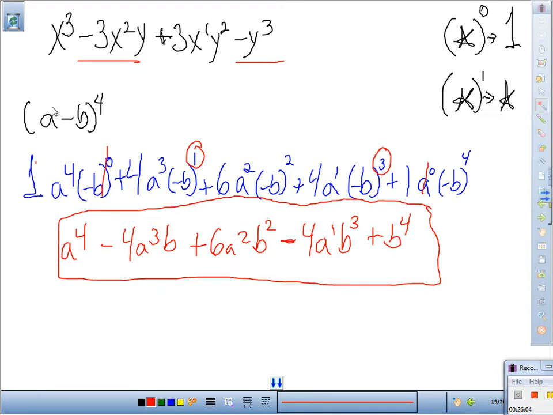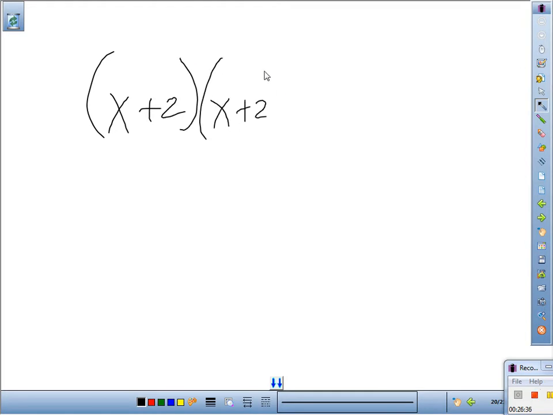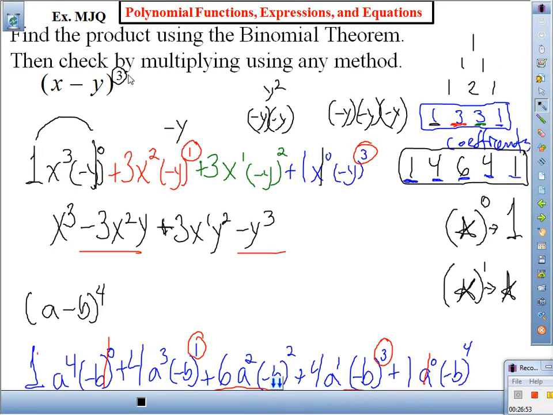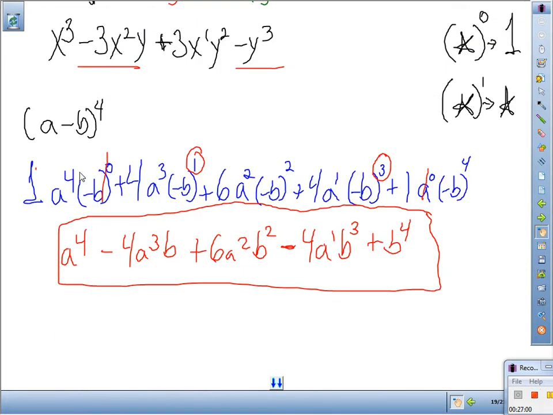Because when we multiply this out, let me show you this. X plus 2, x plus 2. What is x times x? X squared. What's another way of writing this? X plus 2 squared. So which is the only one that's going to have the square? The first term. And that's why on these, we always just put the power on the first term to start with. Same here. Which is the first term, a. That's why that's a to the 4th. But we're avoiding all the multiplication by doing just the pattern.